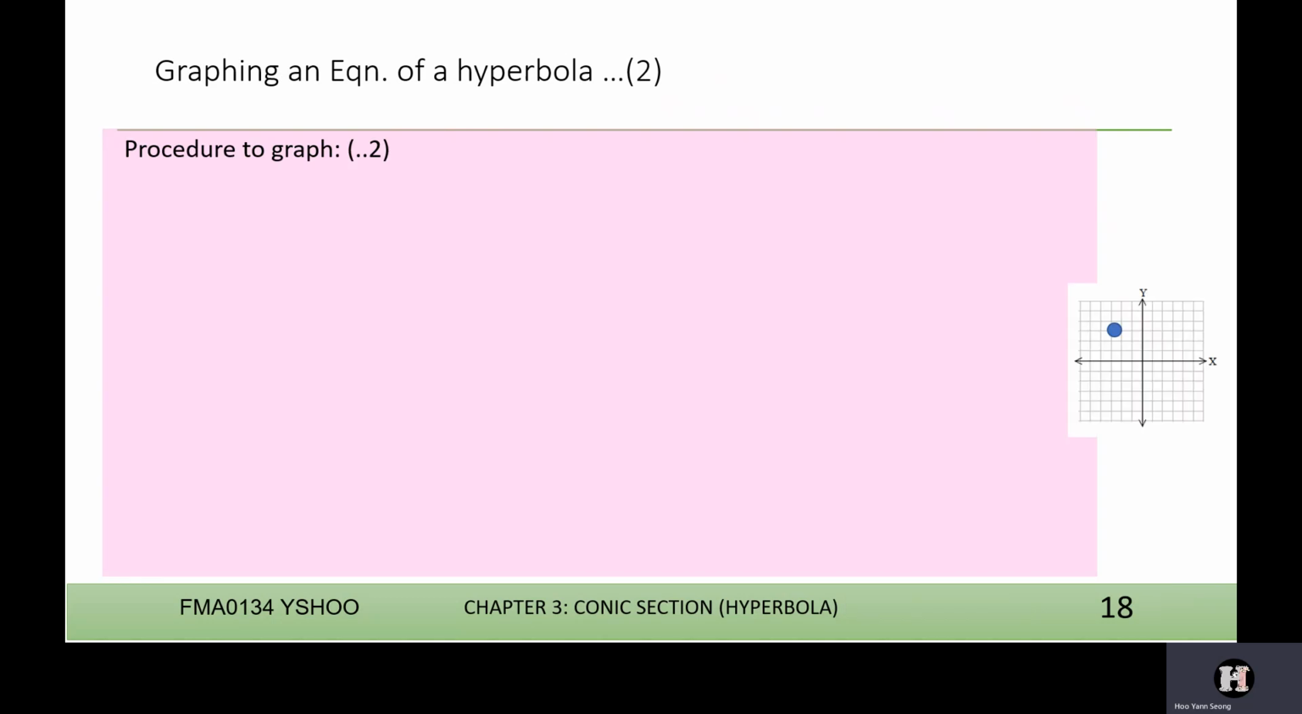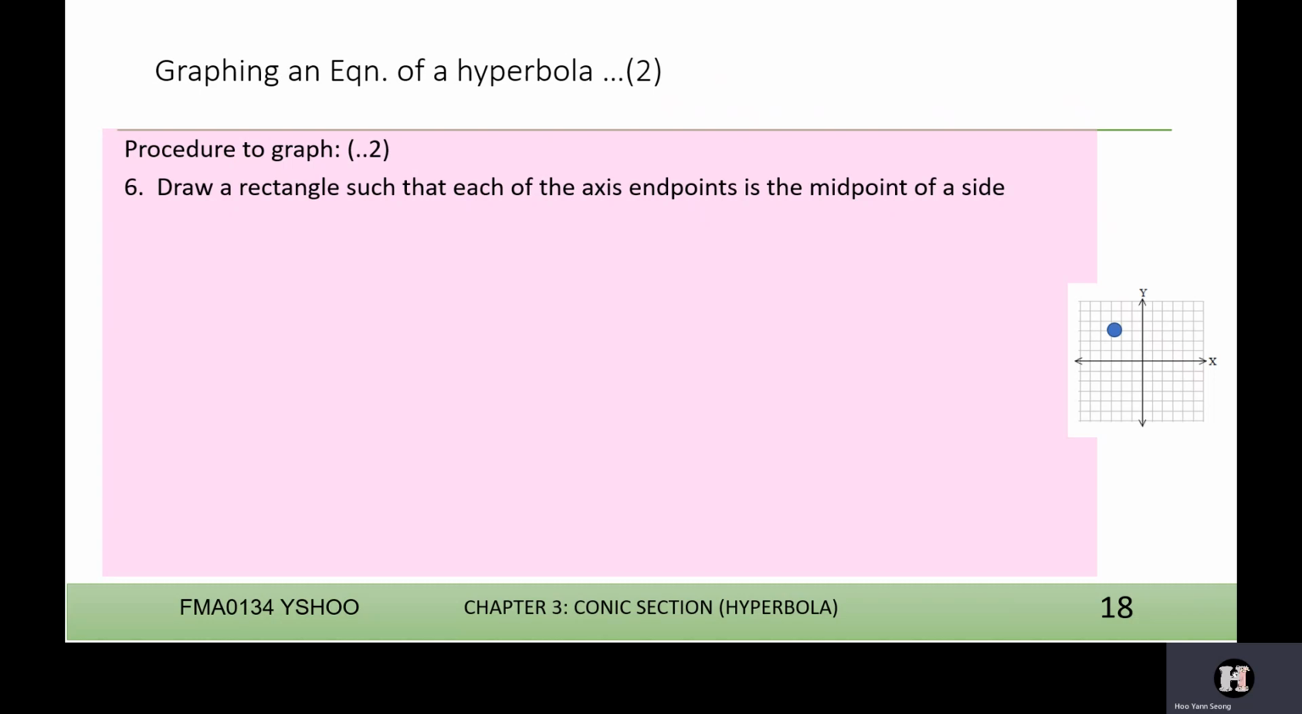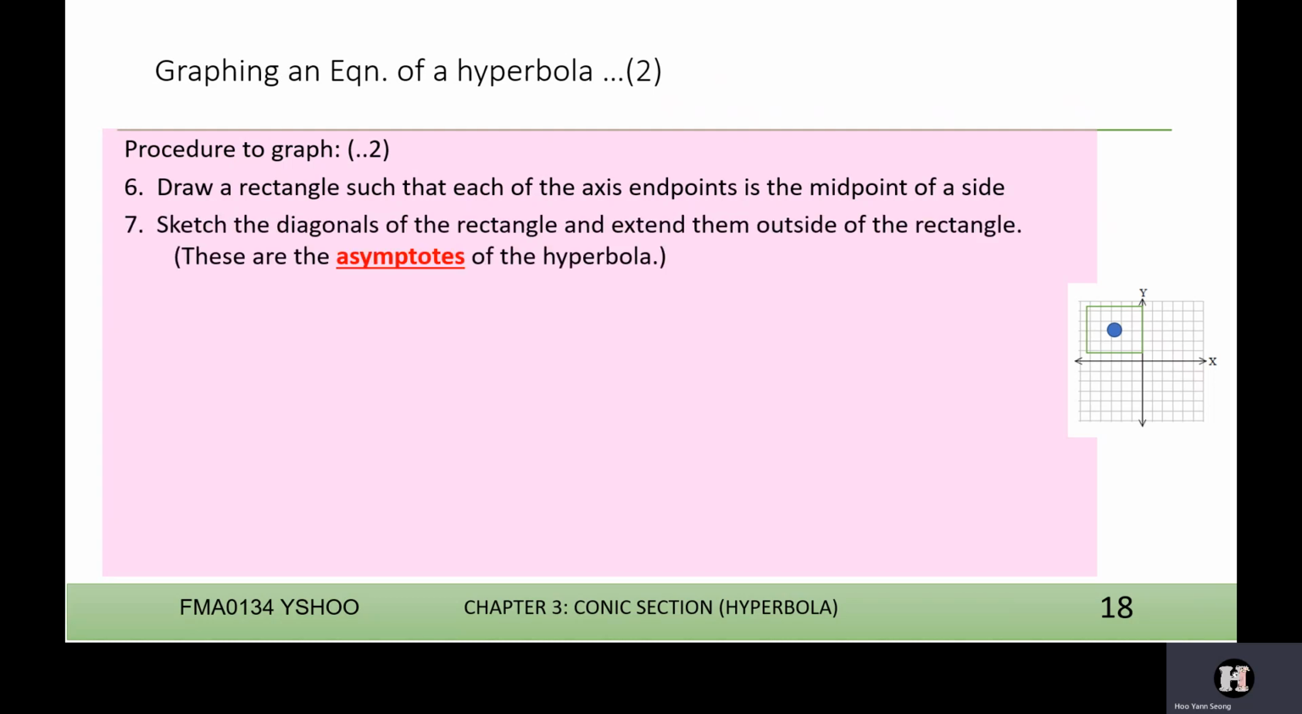Next, let's say we draw a rectangle. Why do we need this rectangle? Because this rectangle is the guideline for you to draw the asymptote. So sketch the diagonal of the rectangle and extend it. This is the asymptote. How do you sketch it? You look at your rectangle, and join the corners diagonally through your center, then use a ruler to make a long line. That is called your asymptote.